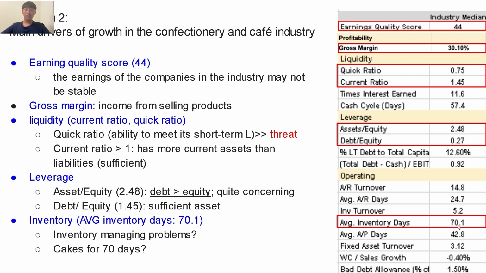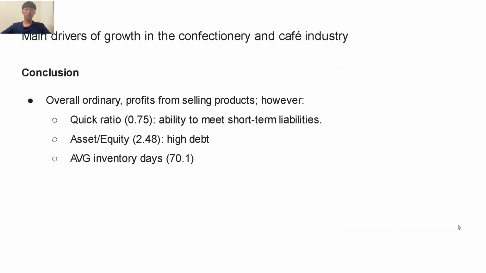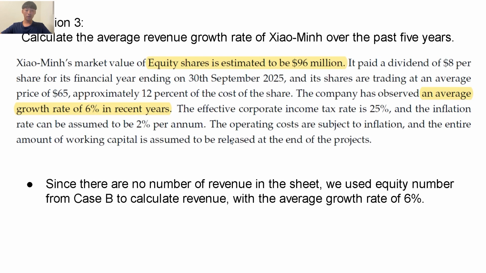It is possible that a cake will take up to 70 days to be sold, which is quite weird and unbelievable. In conclusion, this industry's performance is ordinary, earning a moderate level of profit. But the obstacles for growth may be the higher proportion of debt, the issue of meeting short-term liabilities, and a long period of inventories. Question number 3.